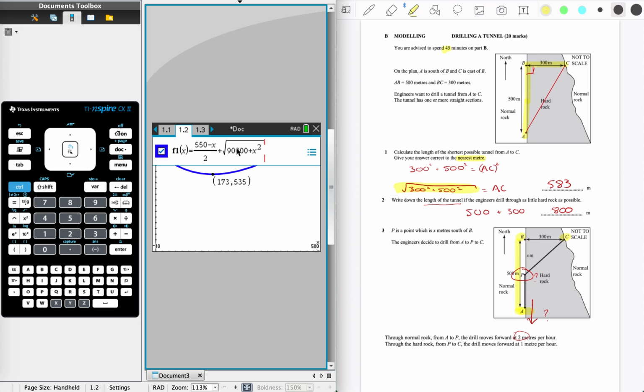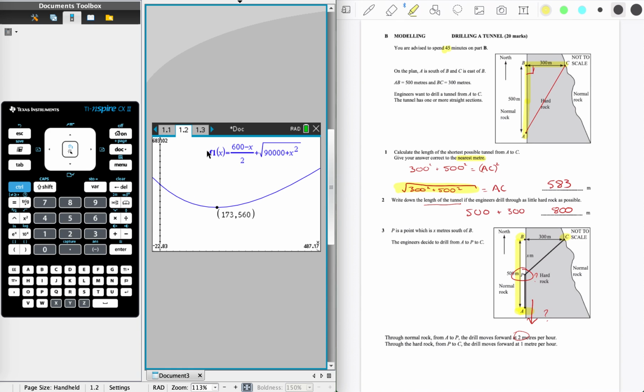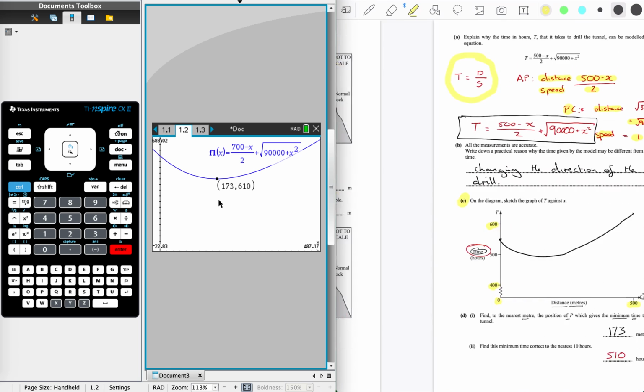Let's put in another value, 600 and 73560. Okay. Hopefully we're spotting a pattern. Let's try another one. 700, 173, 610. What stays the same? What always stays the same? Well, it's this 173. On all of those examples that I showed you, and you can pause, rewind, just have a look, I've spotted that this x coordinate stays at 173.